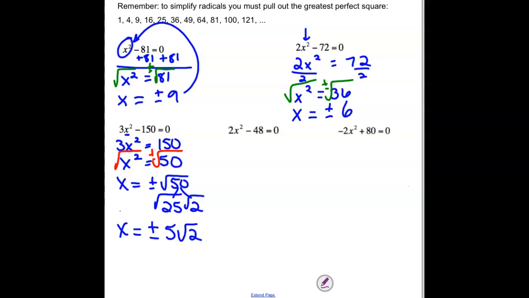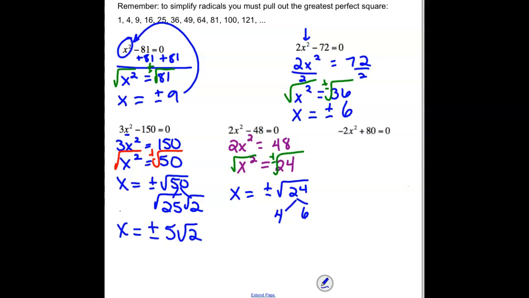All right, checking our work. First step, add the 48 to the other side. Second step would be to divide out the 2. So now we're at x squared equals 24. Our next step would be to square root both sides. 24 is not perfect, so we're going to have to split that up. We do have a perfect factor of 4 that goes into 24. So we should get x equals plus minus 2 square root of 6 for an answer.